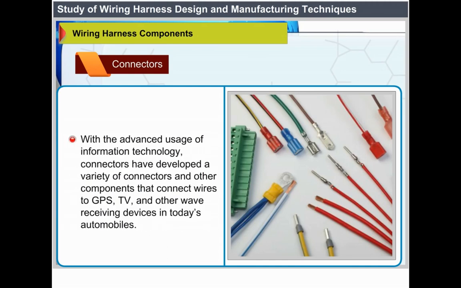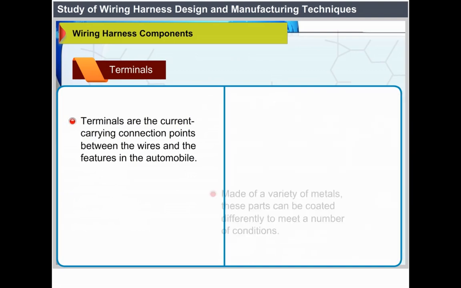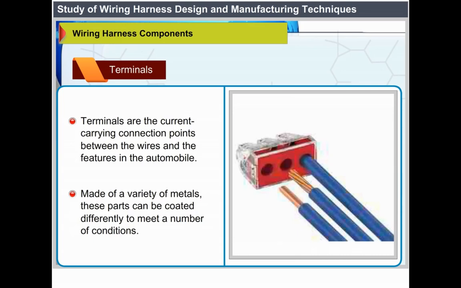The increased use of information technology has developed a variety of connectors and other components that connect wires to GPS, TV, and other wave receiving devices in today's automobiles. Terminals. Terminals are the current carrying connection points between the wires and the features in the automobile. Made of a variety of metals, these parts can be coated differently to meet a number of conditions.